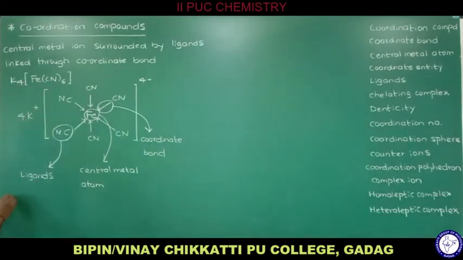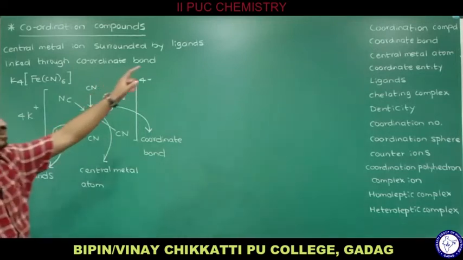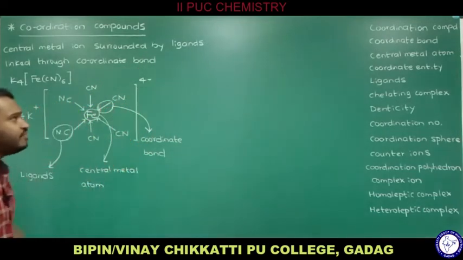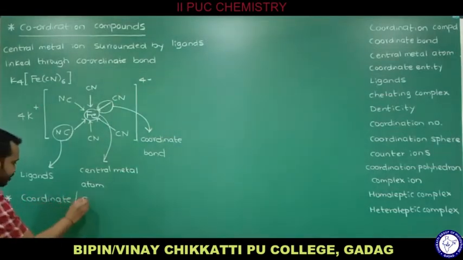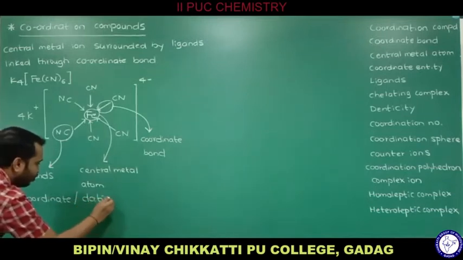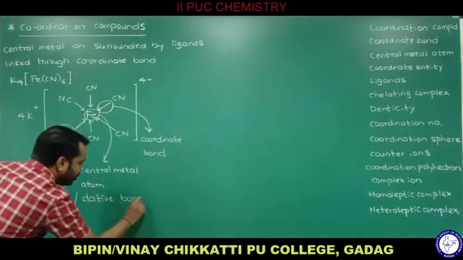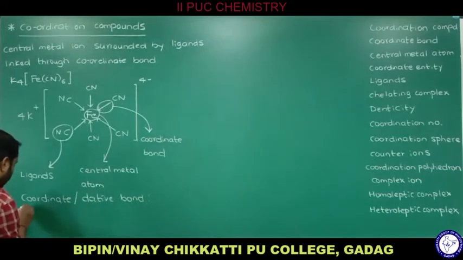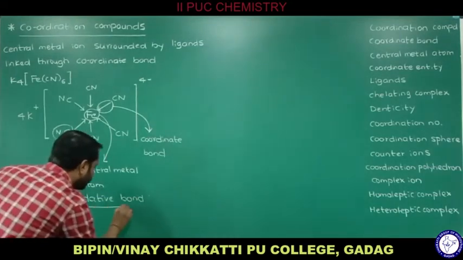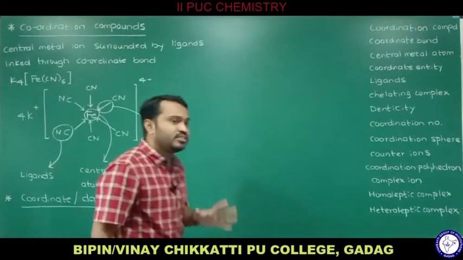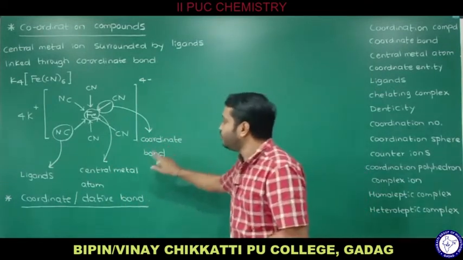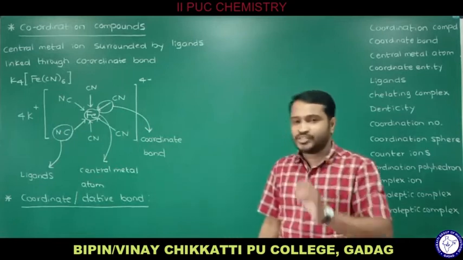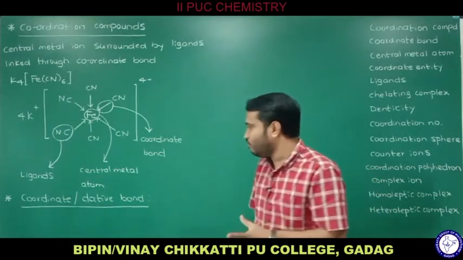So the first fundamental term, coordination compounds, is over now. The second one I am going to talk about is the coordinate bond. You can call it a dative bond also. So try to know, we have two names for this, coordinate bond or dative bond. Because while defining coordination compounds we use coordinate bond, central metal atom, ligands, we'll learn the meanings of these. So first we'll see coordinate bond or dative bond.